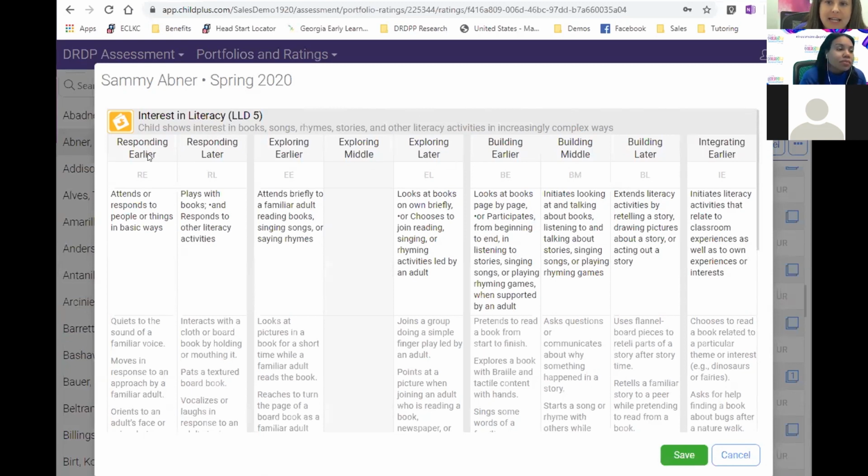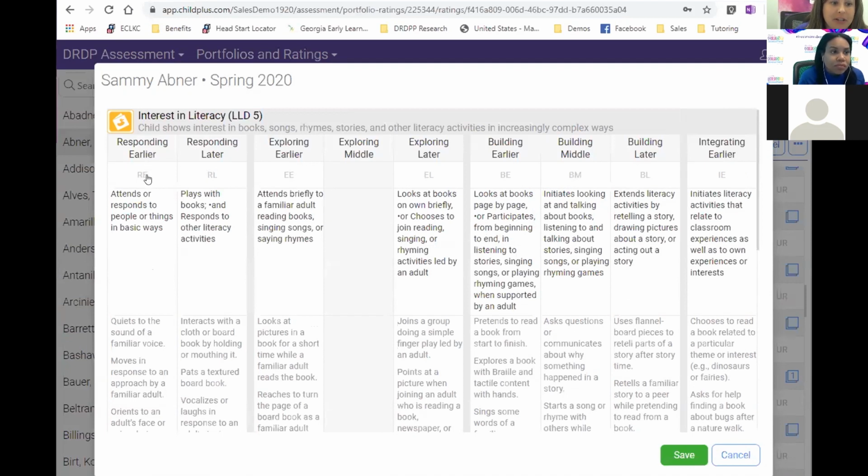So WestEd has created a continuum, and at Child Plus, we've supported that in our DRDP online with Child Plus Mobile. So we're starting with responding earlier, and we're building all the way up to integrating earlier, which is preparation for kindergarten. So these are our developmental levels right here on our continuum. Then we want to get to the meat and potatoes. Right here we have descriptors of what each one of these areas looks like.